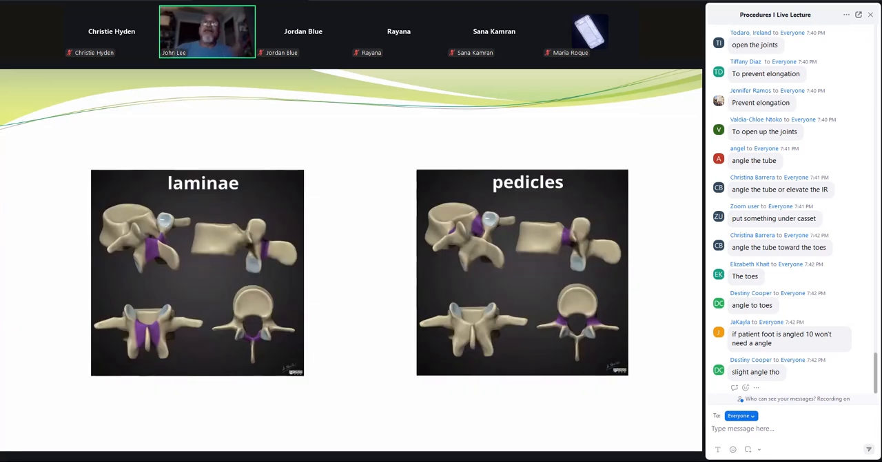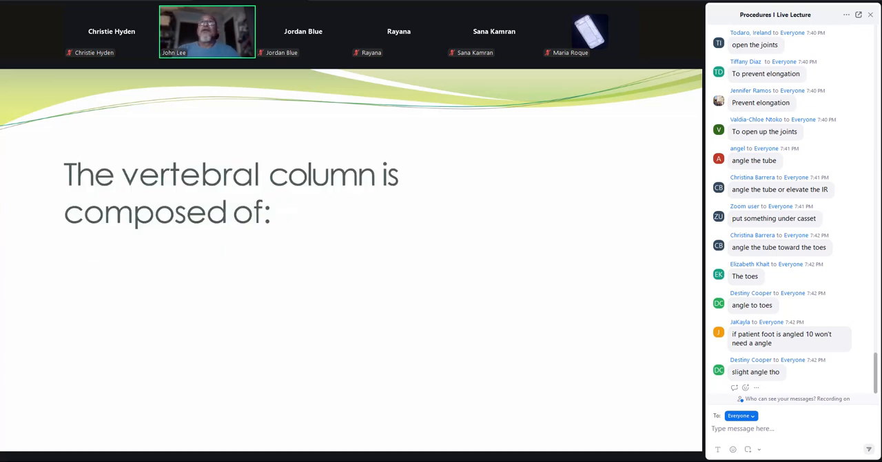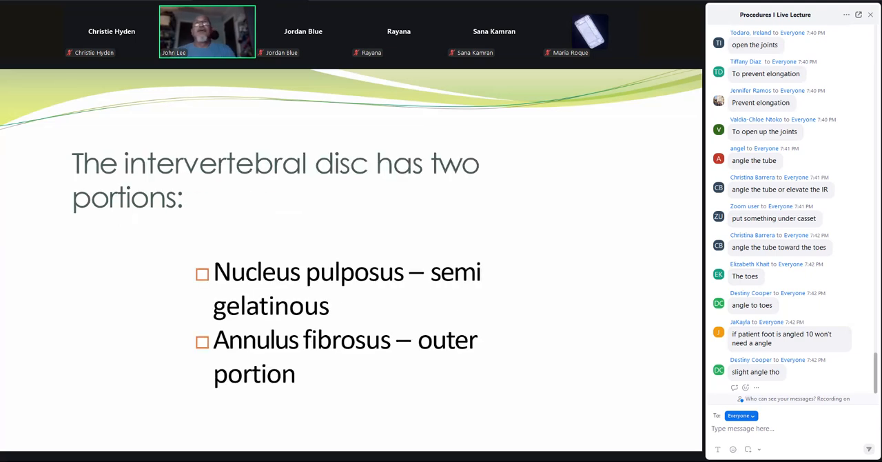Lamina, again, they're the posterior portion, and the pedicles originate from the vertebral bodies. The vertebral column is composed of 33 bones. The intervertebral discs in between each vertebra have 2 portions. The nucleus pulposus is the semigelatinous interior portion, and then the annulus fibrosus is the tougher outer portion.